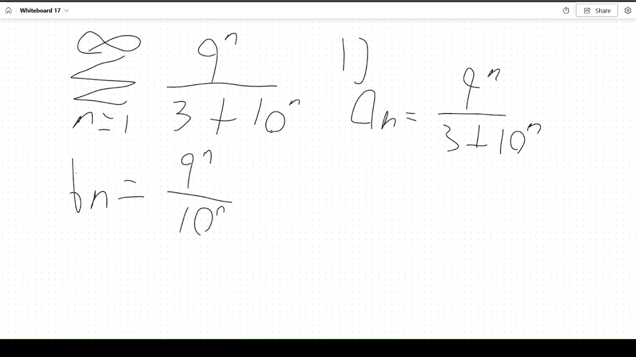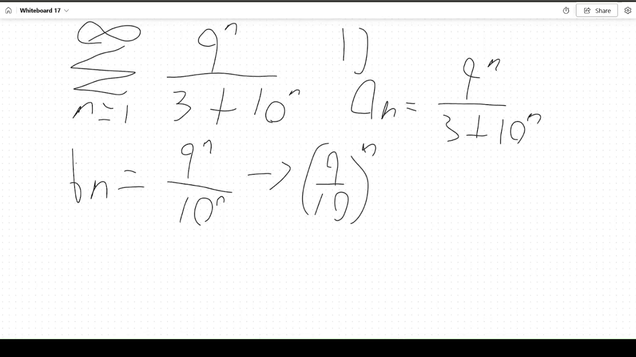And we can rewrite this by just putting 9 over 10 with the exponent of n, because when you distribute that exponent, it's basically the same as 9 to the power of n over 10 to the power of n. So we have our Bn over here. And then we can use our geometric series because we have a common ratio, which is 9 over 10. And we know that if r is less than 1, then it converges.